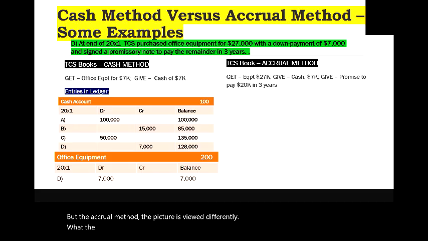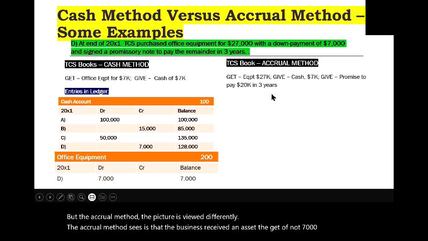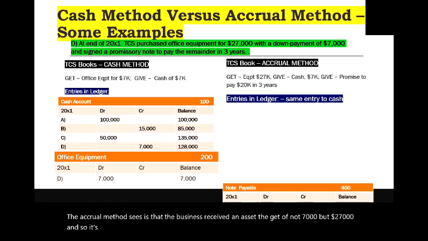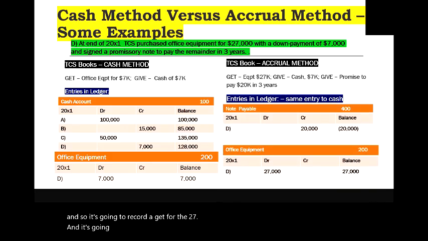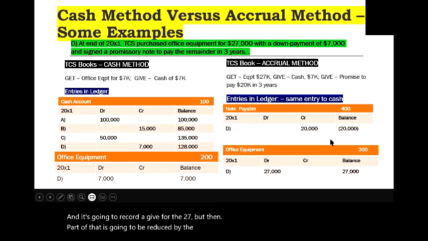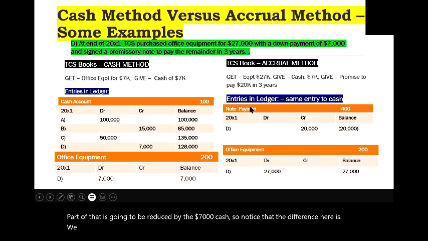What the accrual method sees is that the business received an asset, the get, of not $7,000, but $27,000. And so it's going to record a get for the 27, and it's going to record a give for the 27, but then part of that is going to be reduced by the $7,000 cash. So notice that the difference here is we are showing a promise to pay, and it says note payable as opposed to accounts payable because we would have actually signed a promise.